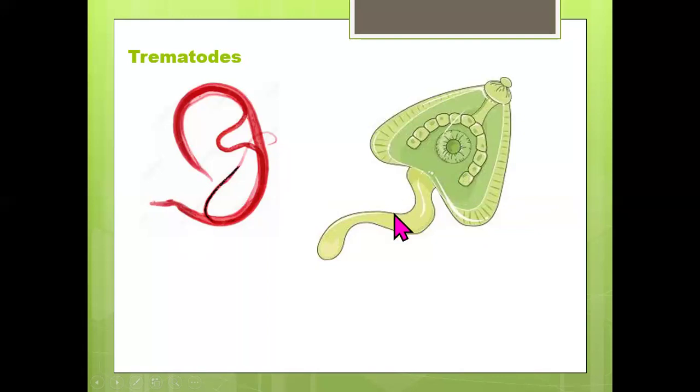Fasciola hepatica, or Fasciola generally, causes what we call fasciolosis or fasciolasis, and schistosomes cause schistosomiasis. And these are a few examples. They are flatworms.